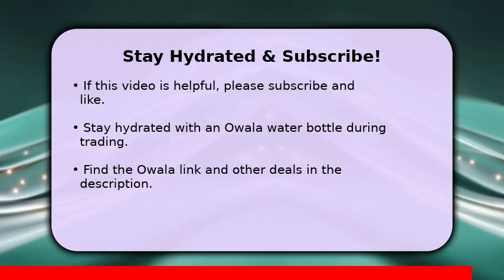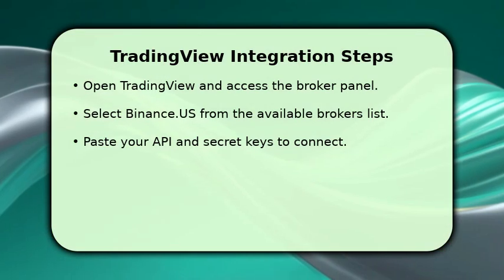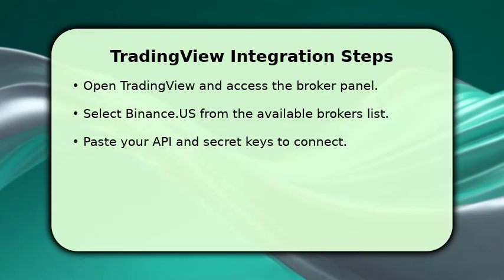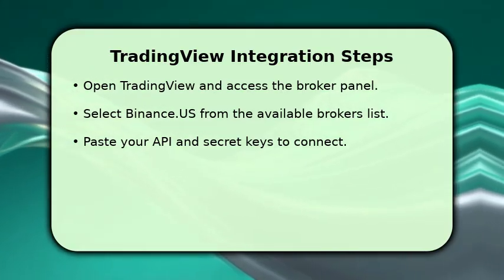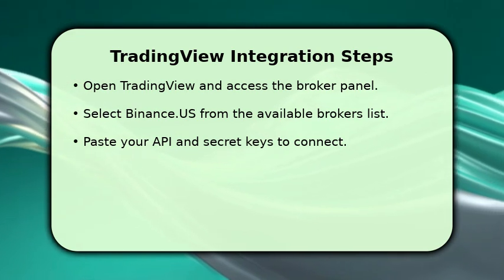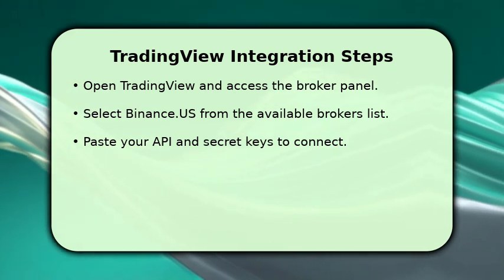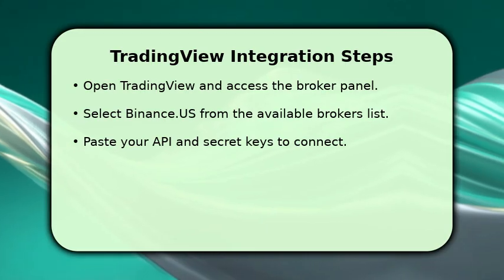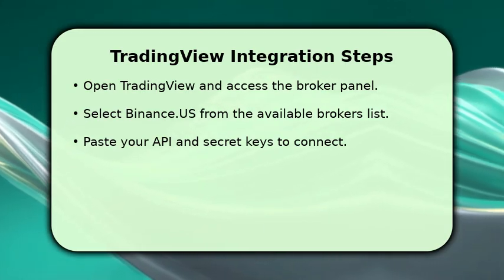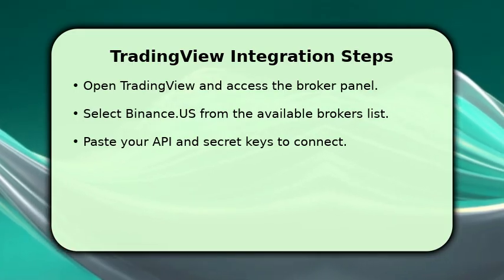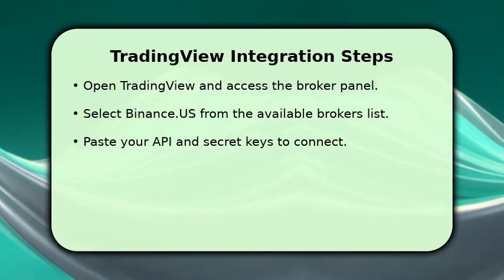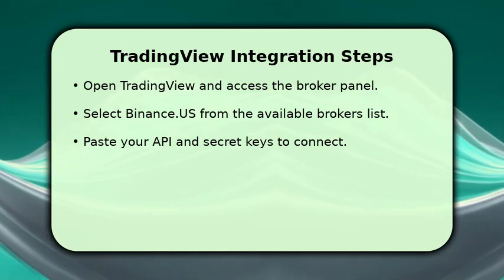Now, let's get back to the video. With your API keys ready, head over to TradingView. On the bottom panel, click Trading Panel and then find Binance US in the list of available brokers. Click Connect and a pop-up will appear. Carefully paste your API key into the designated field and then your secret key. Confirm the connection and you should see your Binance US account linked, ready for seamless trading directly from TradingView.